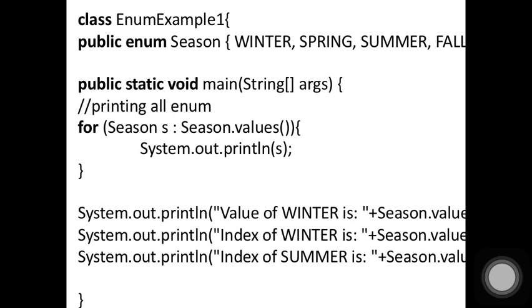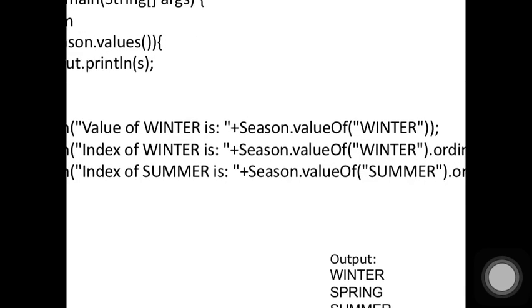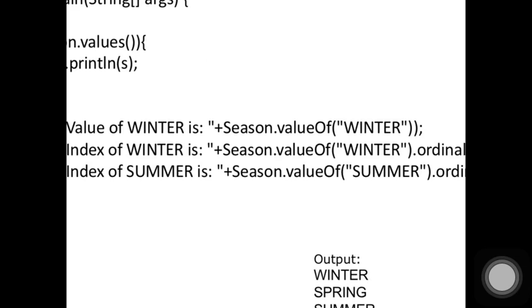a for each loop, retrieving all the values of Season and assigning to s, and s is going to be printed on the screen. And at the end, I have certain println statements, stating retrieving values of Season dot valueOf winter. So the value of winter is winter, which is going to be shown on the screen. And the next statement, index of winter: Season, the enum name, dot valueOf winter dot ordinal method. So here, which is the position of winter, and what is its symbolic constant? Here the ordinal is going to retrieve the index value of that winter.